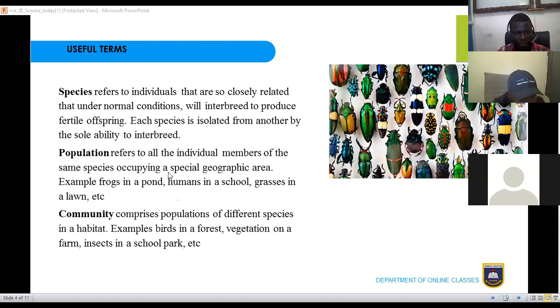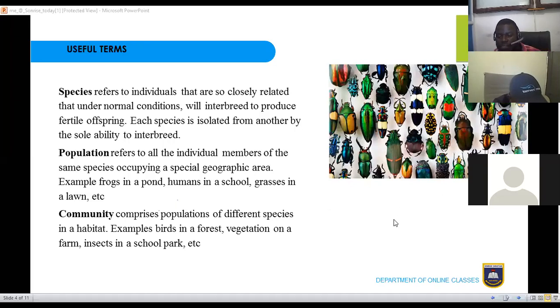Okay, now from population, let's come to community. Now the community refers to several populations of different species that are found in a habitat. Community refers to several populations of different species in a habitat. So if you want to take Sonrise as an example, we shall be looking at the Sonrise campus as a community.